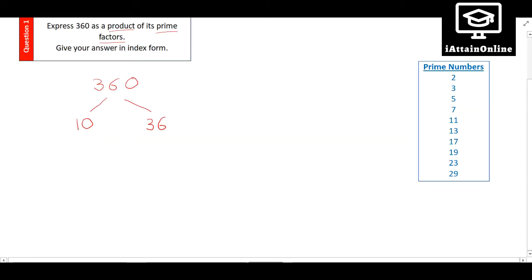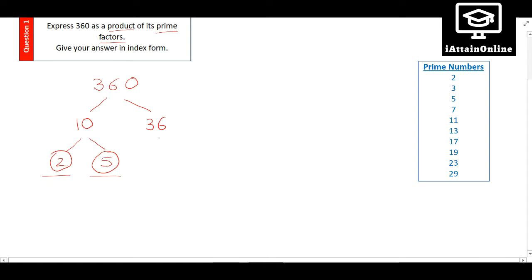So if these numbers here are not prime, we are going to break them down again. And we're going to keep going until everything's prime. So 10 we can get by doing 2 and 5. Now, every time you reach a prime number, i.e. a number in this list over here, you're going to circle that number. So 2 is a prime number, 5 is also a prime number. We are now going to stop the tree there. We're not going to do any more there.